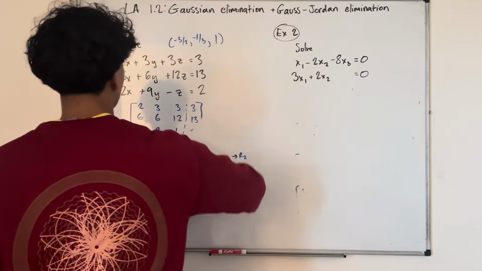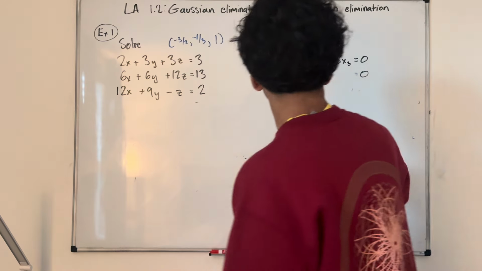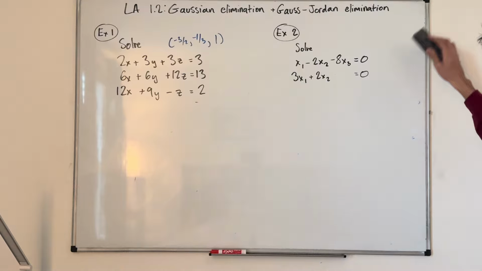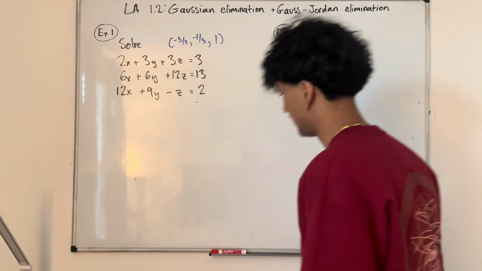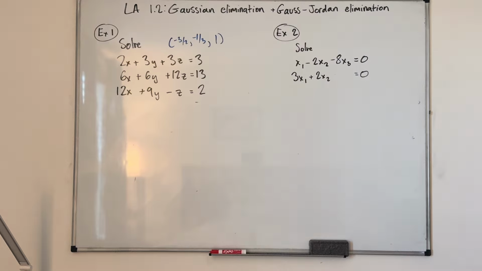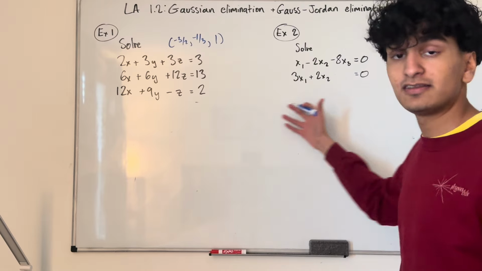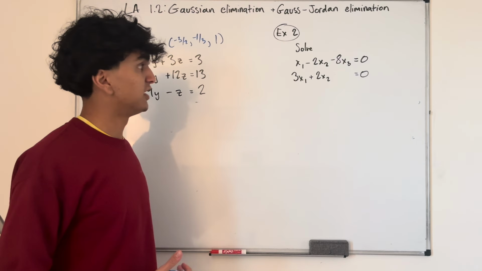Okay, so now let's do the second one. Let's solve this system of equations. x1 minus 2x2 minus 8x3 is equal to 0. 3x1 plus 2x2 is equal to 0. You should already have an answer. You should already have a little bit of an answer here.